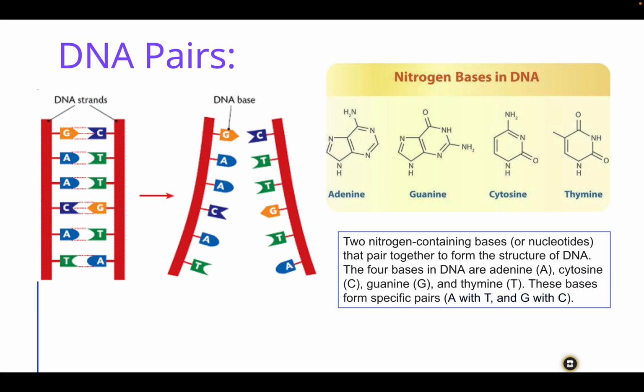Now within those DNA strands, there are bases. Now each base has a specific partner that it will match up with. So those 4 bases for DNA are adenine, guanine, cytosine, and thymine. C will always be with G, and A will always be with T. And then later on, you will see when the A-to-U switch happens.